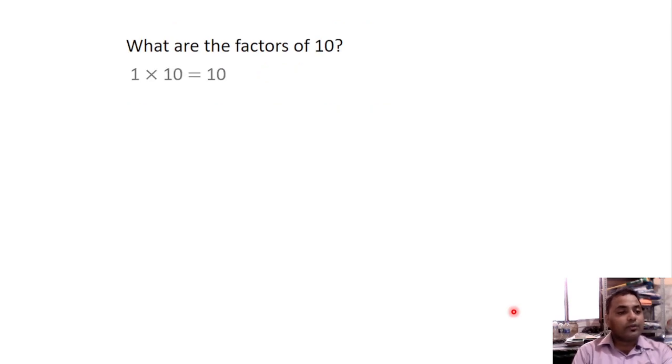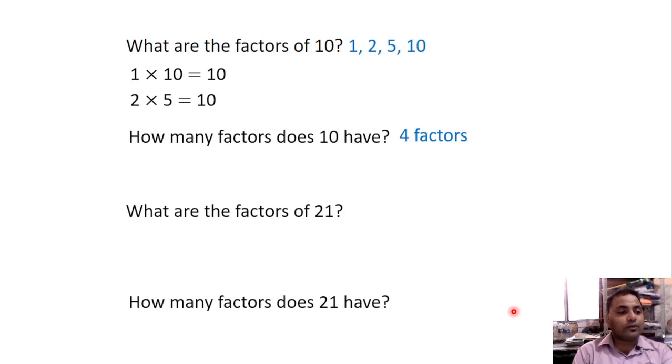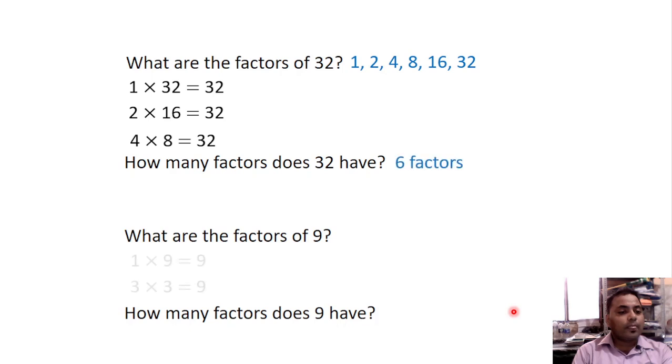What are the factors of 10? 1, 2, 5, 10. How many factors does 10 have? 4 factors. What are the factors of 21? 1, 3, 7, 21. What are the factors of 32? 1, 32, 2, 16, 4, 8. How many factors does 32 have? 6 factors.